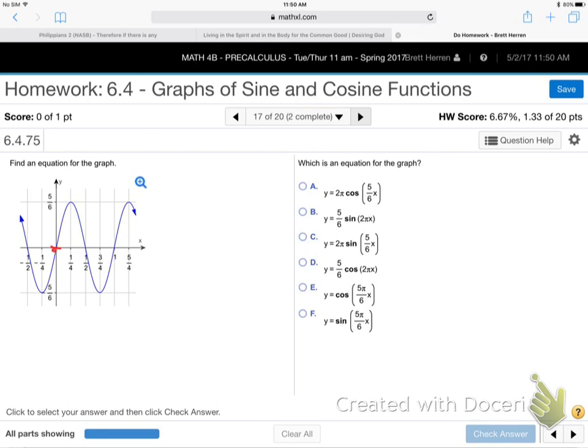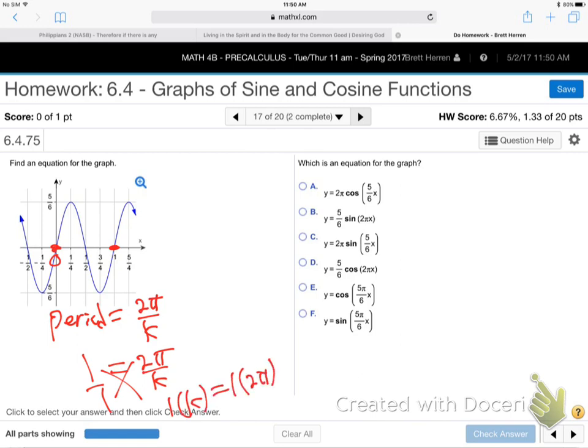So starts here, ends here. That's one cycle, right? Between 0 and 1. One cycle. So the period, which is 2 pi over k, the period is 1, isn't it? Everybody see that? It does one cycle between 0 and 1. The period is 1. So I've got to solve for k. Put this over 1, diagonal, diagonal. 1 times k is 1 times 2 pi, meaning k is 2 pi.